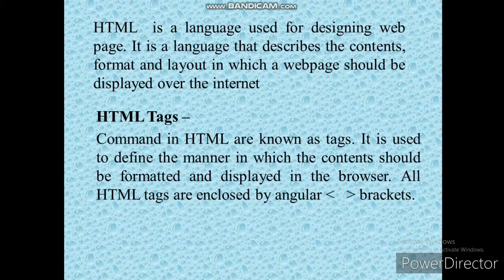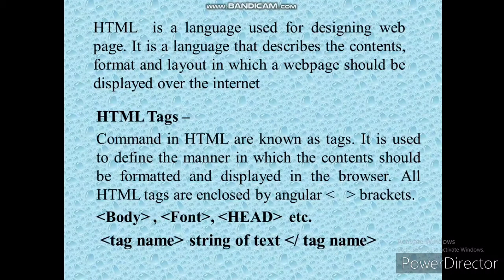Understood? HTML tags are a command through which you can define how text is displayed on the browser, and tags are enclosed by angular brackets. For example, body tag, font tag, head, etc. These are the tags. And the syntax of the tag, how we write the tag: we write the tag name in angular brackets, then the string of the text, after that close the tag within angular brackets, right.